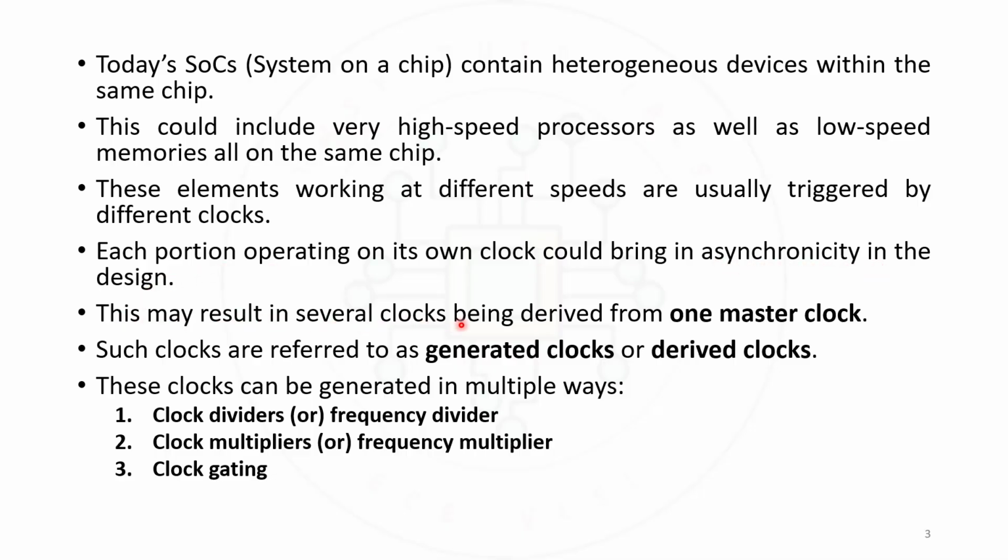This may result in several clocks being derived from one master clock. Such clocks are referred to as generated clocks or derived clocks. So simply, these generated clocks or derived clocks are something that are derived from the master clock. These clocks can be generated in multiple ways. First one is clock divider, which is also called frequency divider. Next is clock multiplier, also called frequency multiplier. And the third one is clock gating.